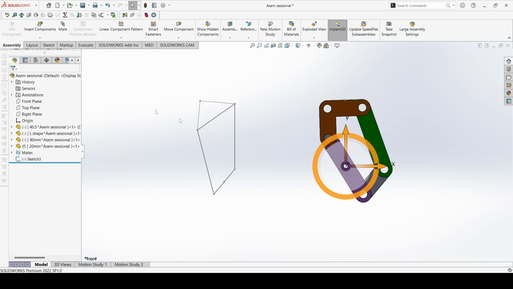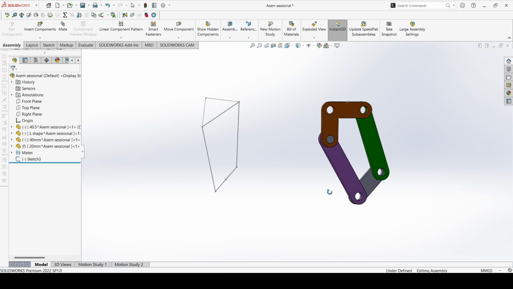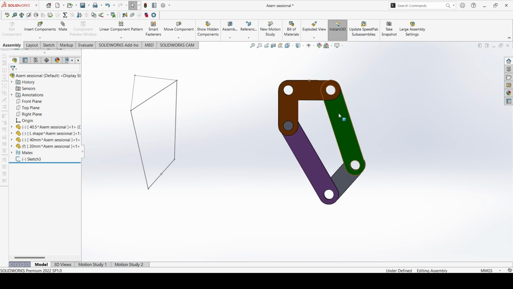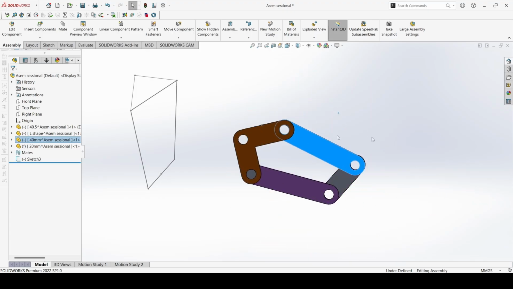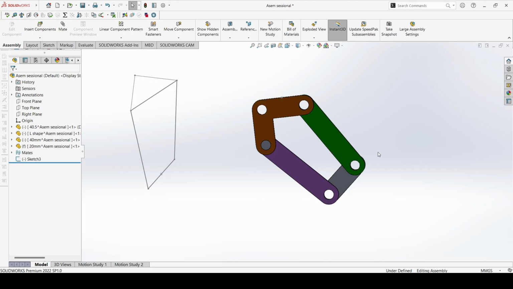Using the mate option in assembly, we have joined these parts together so that they form a 4-bar mechanism with a double crank, which does complete revolutions. We have used this 4-bar mechanism in our garage door simulation. Let's move on to that.